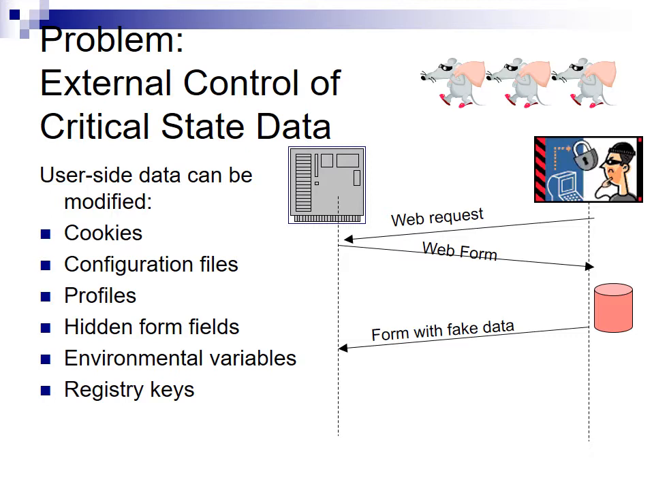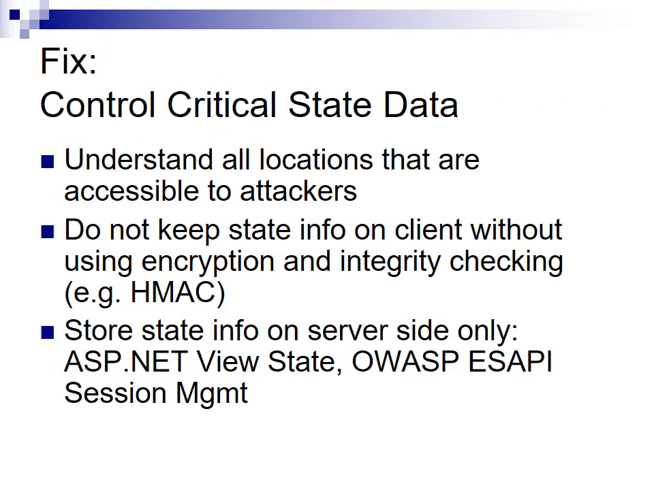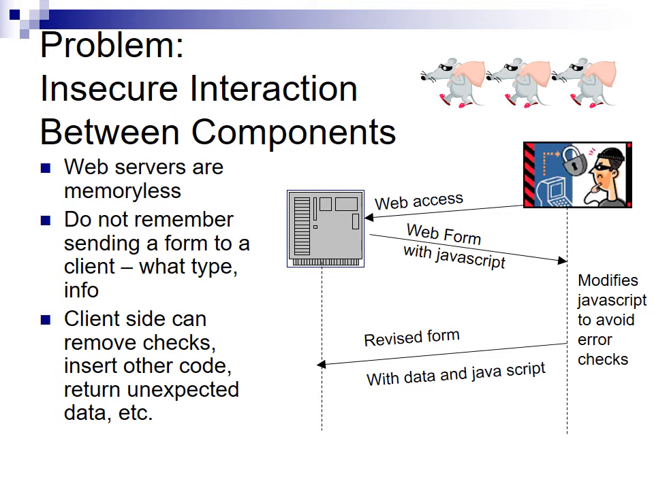Then external control of critical data. This is also a common problem today, especially with web servers. Sometimes we save sensitive data in cookies, and these cookies get hijacked or compromised. Some configuration files are kept externally, and these config files are sometimes used to connect to the database. Those are very risky things. To control critical state data, understand all the locations that are accessible to attackers, do not keep the state info on the client without using encryption and integrity checking, and store the state info on the server side only. ASP.NET especially does that very well.